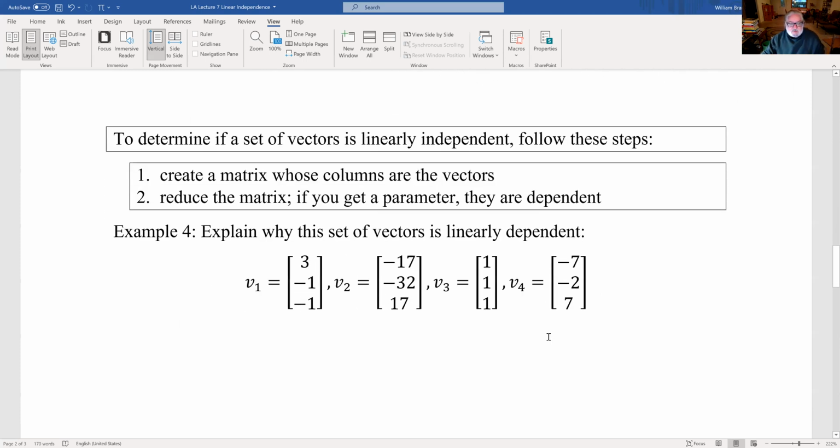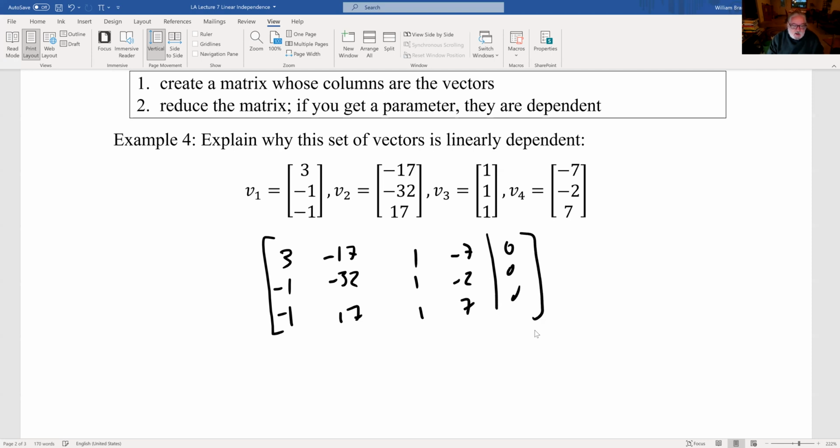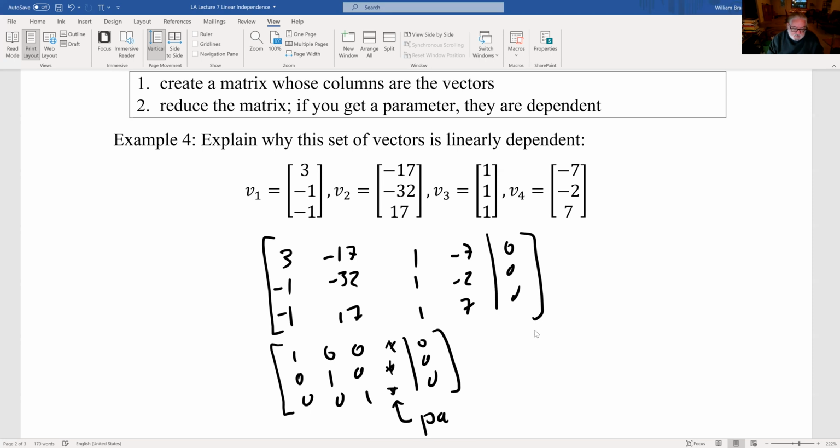So how do you tell if a set of vectors is linearly independent? You follow these steps. You create a matrix whose columns are the vectors and reduce the matrix. If you get a parameter, they are dependent. So this set of vectors, is it linearly dependent? Well, we set up the matrix whose columns are the 3 vectors. And we think about what happens when we reduce a matrix that's got more columns than rows. Well, the best you could hope for would be something like this for the first 3 columns. And then the last column would have to be some numbers. And that tells me that there'll be a parameter. And so we are not linearly independent. If you tried to solve that for K1, K2, K3, K4, you'd actually get infinitely many solutions.